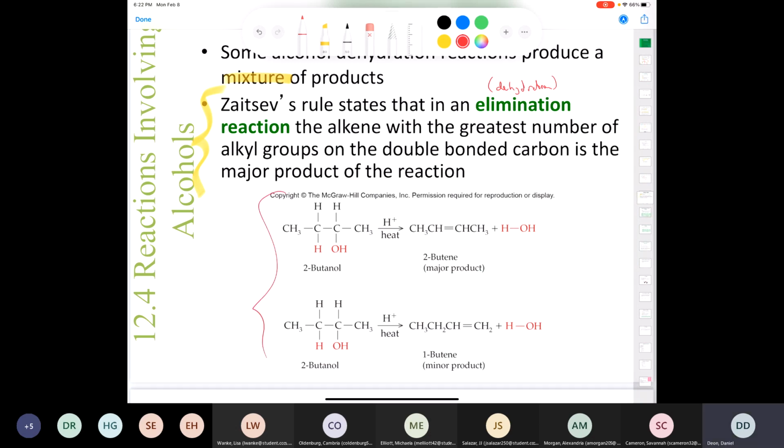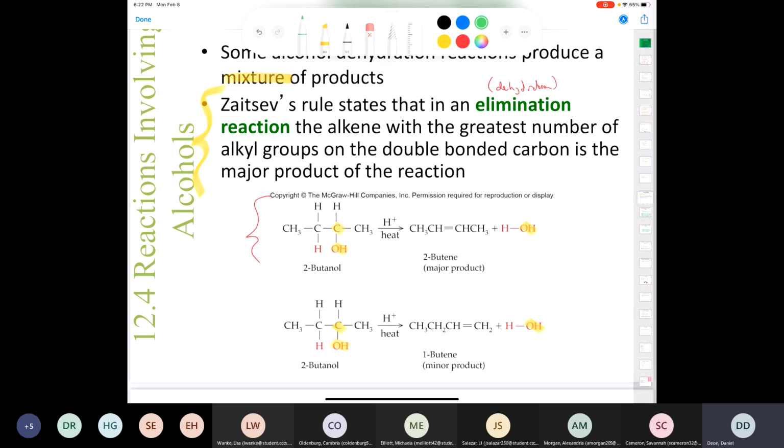Let me show you. I'm starting with 2-butanol here and 2-butanol at the bottom. Let's identify the carbonyl carbon. Okay, so that means I'm going to have to lose the hydroxyl to form water, and I've got to lose the hydrogen. That's where it gets more interesting. Okay, let's start on the top.